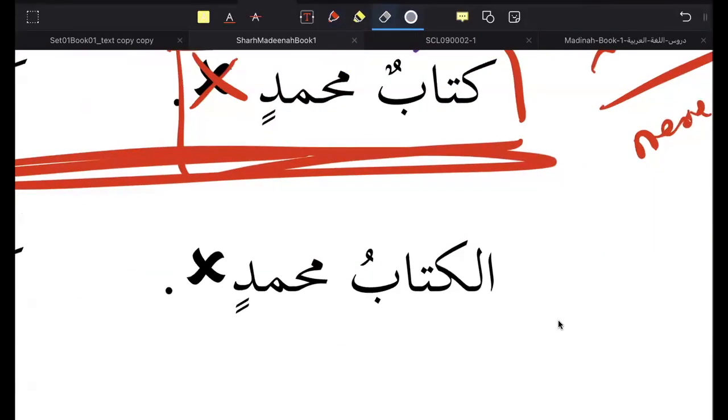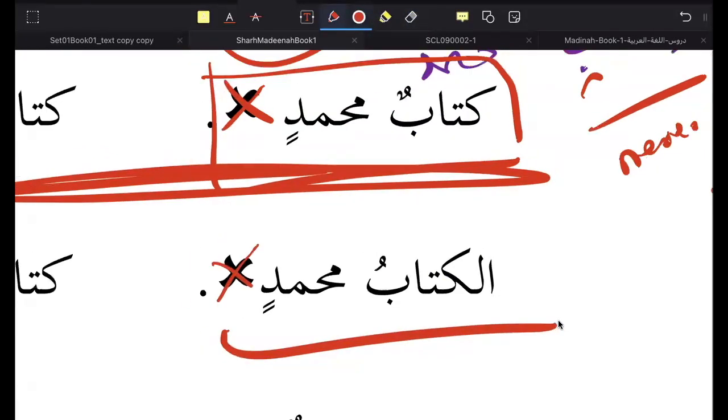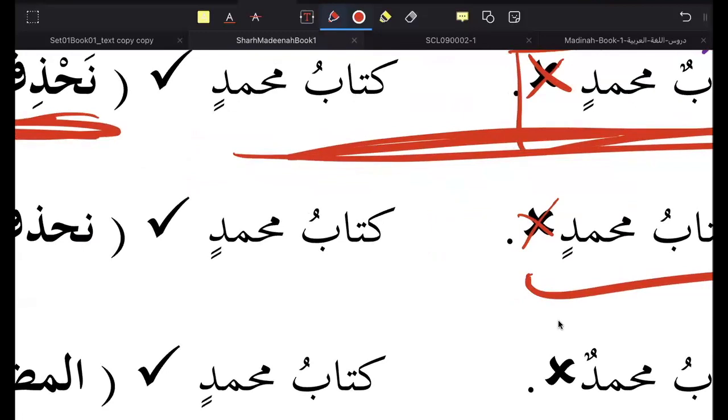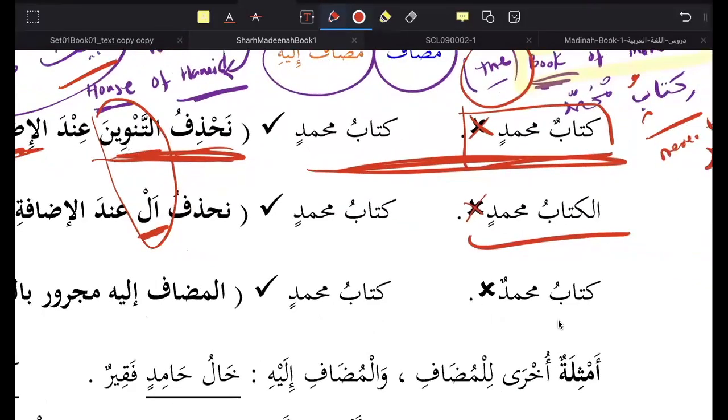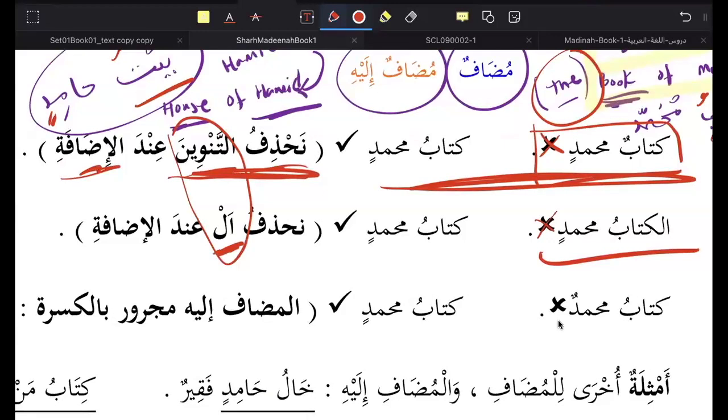Then he says, okay, you want to remove tanween? Okay, I could do that. Al-kitabu Muhammadin. Okay, so now I learned that when I write alif lam, I don't have to put tanween. So that makes sense. He's saying, no, it's not good. Why? It should be again, kitabu Muhammadin. Nahdhifu al inda idafa. So remember, we have to do these two things. We have to remove tanween and we have to remove what? We have to remove alif lam. These are the two primary rules of the first word, which is al-mudaf.